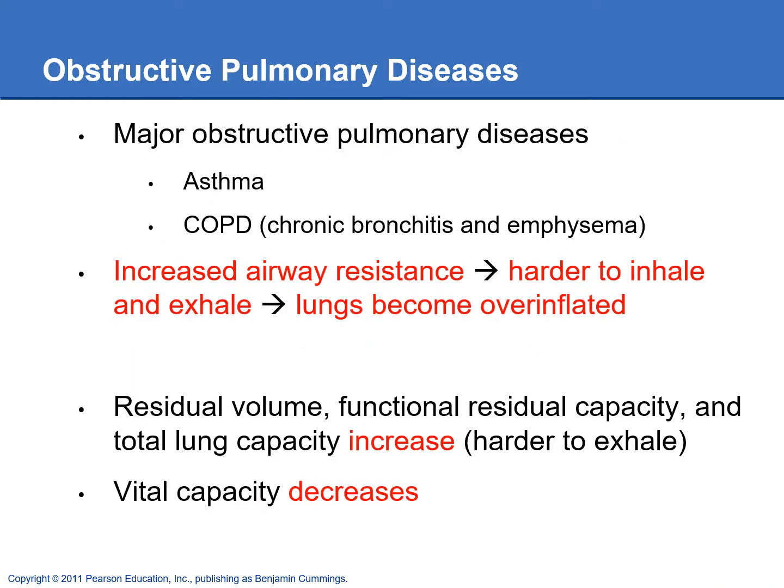So remember we talked about asthma and COPD. These are the major obstructive pulmonary diseases. They have increased airway resistance. And if you increase the resistance, you're going to decrease the airflow. It's going to be harder to inhale and exhale. And because it's harder to exhale, the lungs become overinflated because you can't get as much air out as you should.